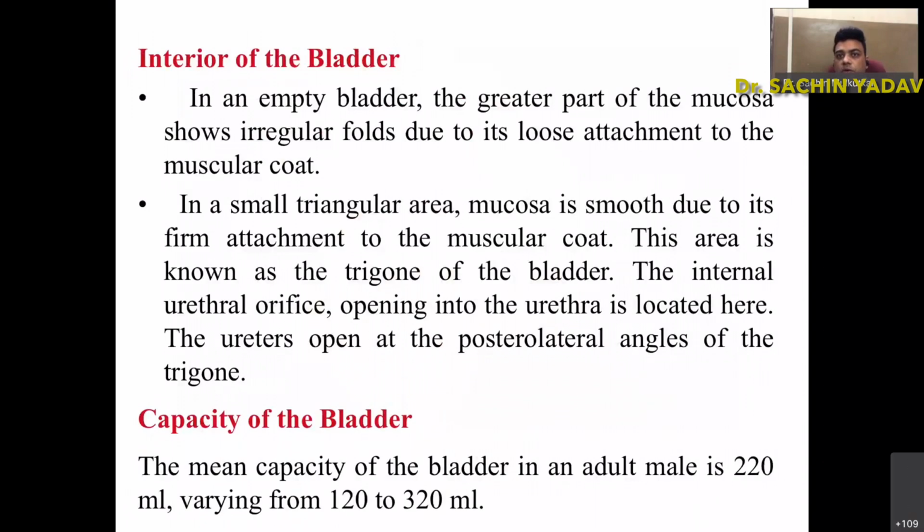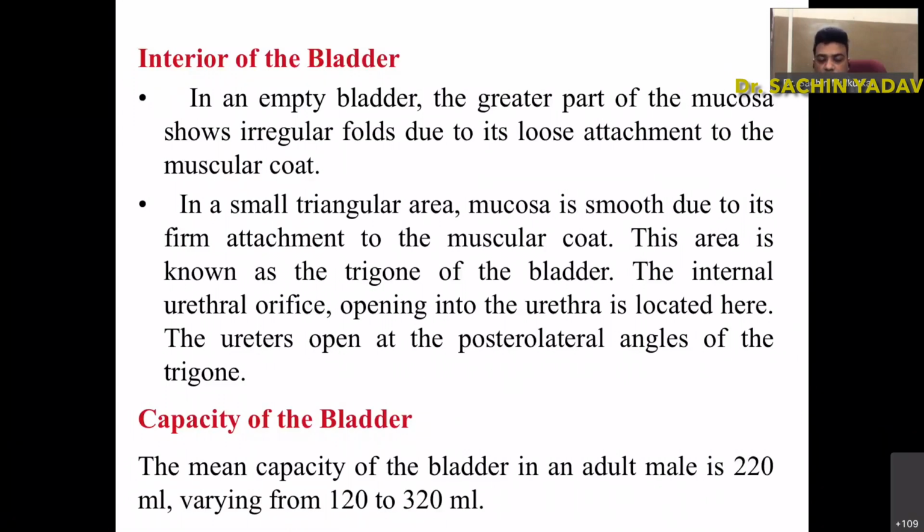Now we see what is the inner aspect of the bladder. So when we cut the bladder and see the inner surface, we will see most of the part is folded mucosa. It is having irregular folds due to its loose attachment to the muscular coat through the submucous layer. Okay. But in a small triangular area on the posterior surface, on the posterior side, that triangular area is very strongly attached to the muscular coat.